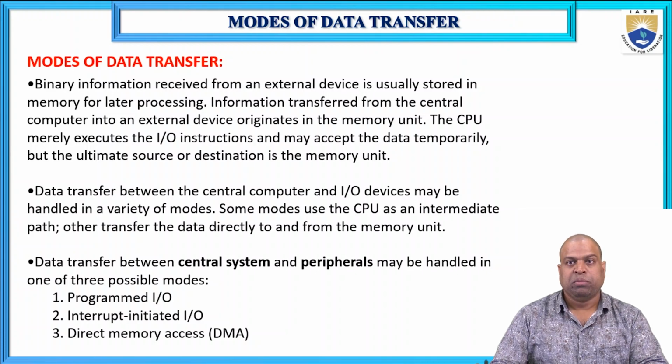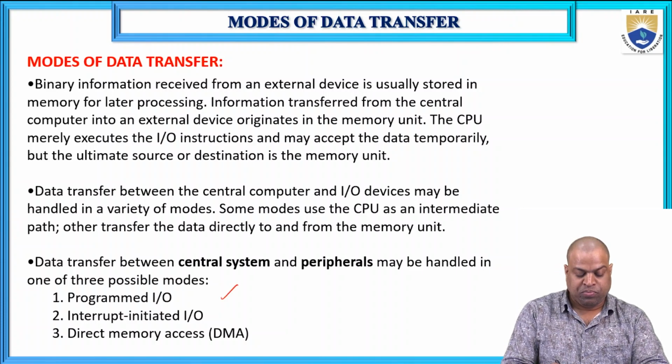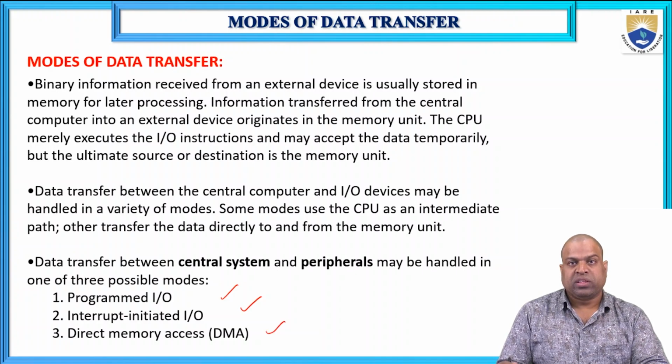Data transfer between the central computer and input-output devices may be handled in a variety of modes. Some modes use the CPU as an intermediate path, others transfer the data directly to and from the memory unit. Data transfer between central system and peripheral may be handled in one of three possible modes: program input-output, interrupt initiated input-output, direct memory access. So the data is in the form of registers.